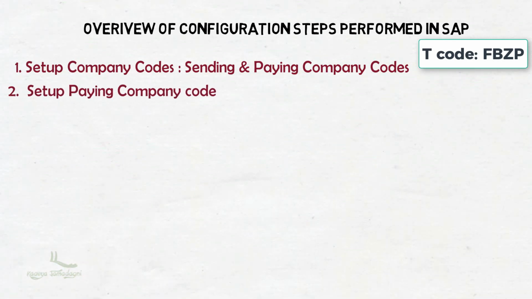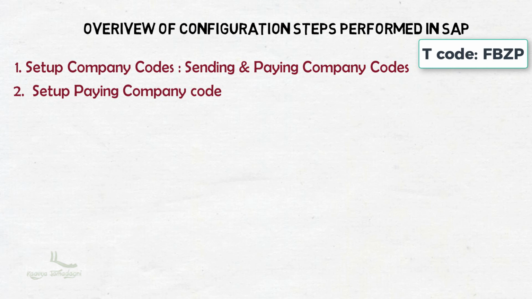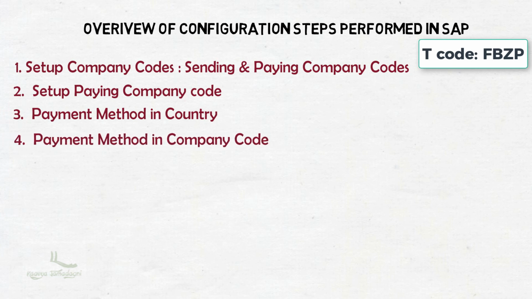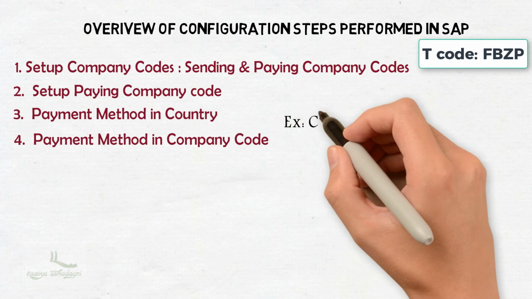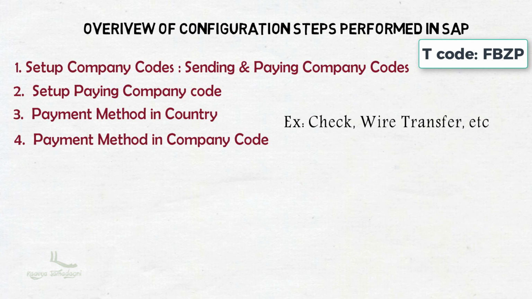Now, after the first step, we will set up the paying company code in SAP, where we will define the minimum amount and the maximum amount for the incoming and outgoing payments. And then, we define the payment method in the country. After that, the payment method in the company code. So here, what is this payment method? The payment method defines the type of method that we use for making the payment. For each type of payment process, we need to create a separate payment method in SAP. For example, checks, IDocs, wire transfer, etc. Like this, we need to create the individual payment method as per the business requirement.